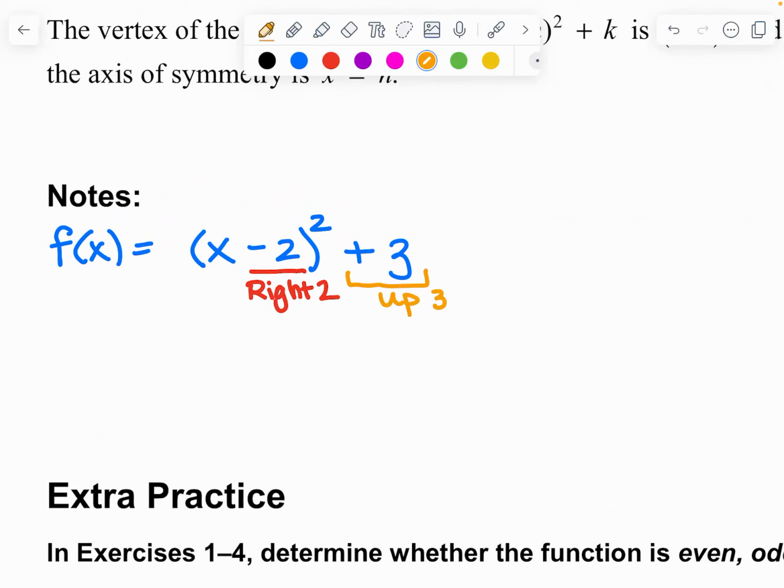Okay. So from our normal (0, 0) vertex for y = x^2, okay? So we call y = x^2 the parent function, okay? We're going to move it. We're going to go right 2 and up 3. So our vertex is now at (2, 3) because we went right 2, up 3. We call this vertex form because boom, boom, we can pick out the vertex without having to do any calculations.